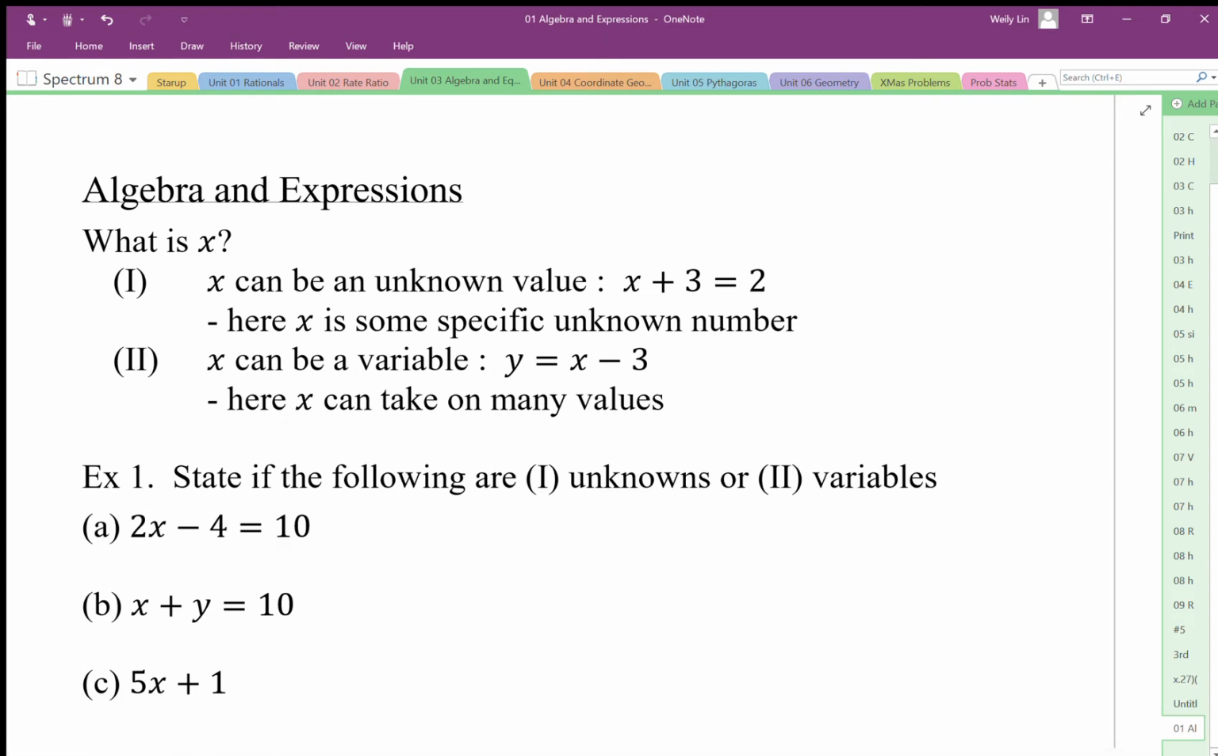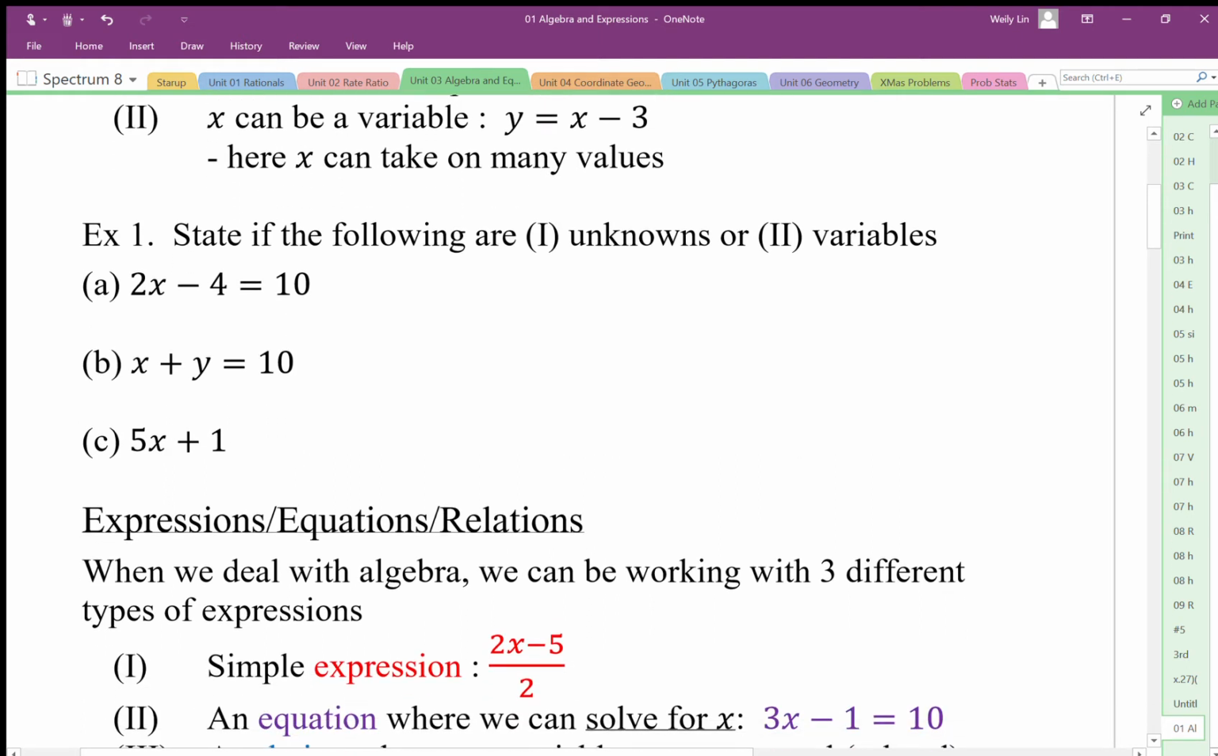So we want to start distinguishing between when we're dealing with an unknown and a variable. An unknown is something we can solve the number for. A variable is when the x can take on many different values. In this case, when x changes, y has to change with it. So x and y are actually connected, or they're related.